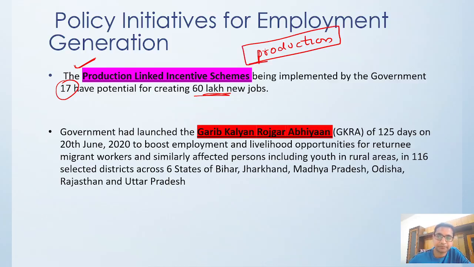Garib Kalyan Rozgar Yojana, 125 days, to boost employment and livelihood in the 6 states: Bihar, Jharkhand, Madhya Pradesh, Odisha, Rajasthan, Uttar Pradesh. Earlier under Manrega there was 100 days. Under the Garib Kalyan Rozgar Yojana it is 125 days of employment you will be getting.